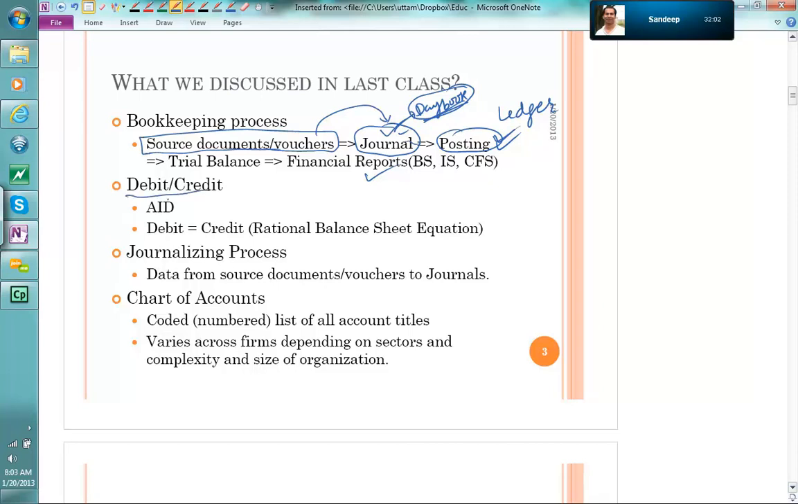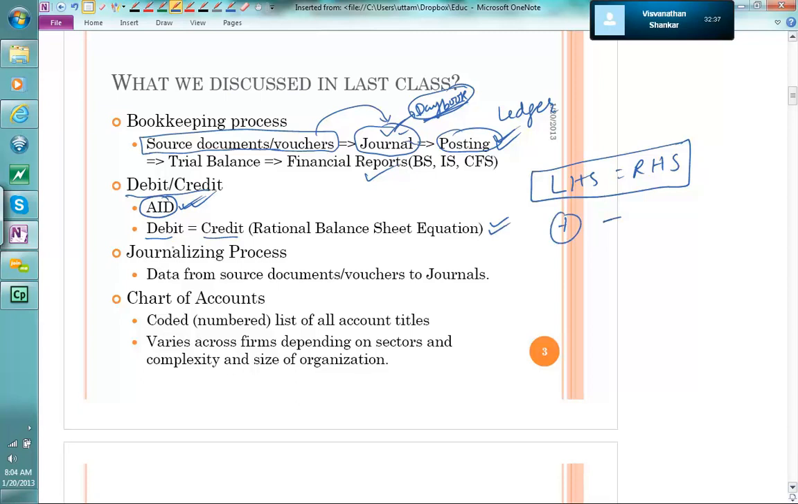Then debit and credit: Sandeep created a mnemonic for this. Asset increase is debit. This is very helpful, just remember this and we will be able to do everything. Then another rule was that debit is always equal to credit. It's like saying that whenever you have LHS and RHS, the balance sheet equation is the fundamental. You are converting plus and minus into debit and credit. So you are not using a plus sign or minus sign, but you are using debit or credit. If you follow these rules, this is equivalent to saying that the left hand side must match the right hand side. That mathematical thing has been converted into accounting language as these two rules: the mnemonic, and debit must be equal to credit.